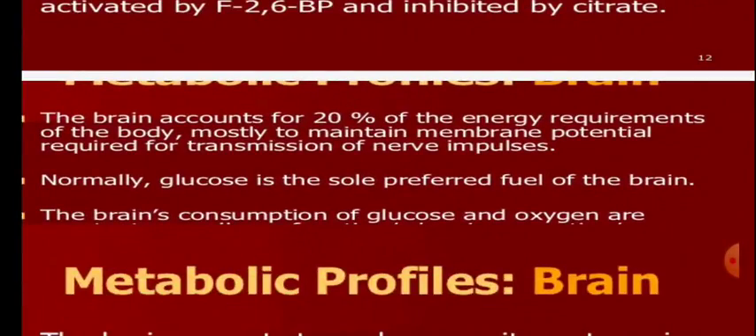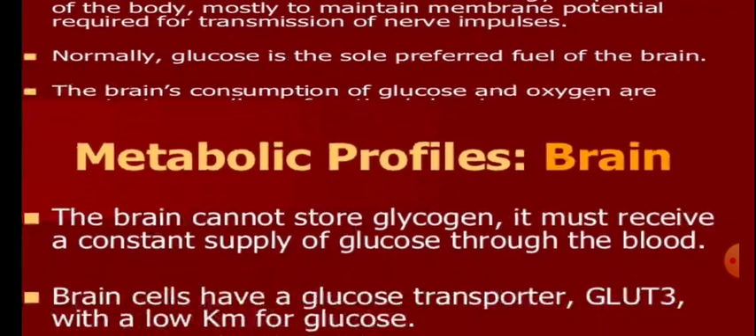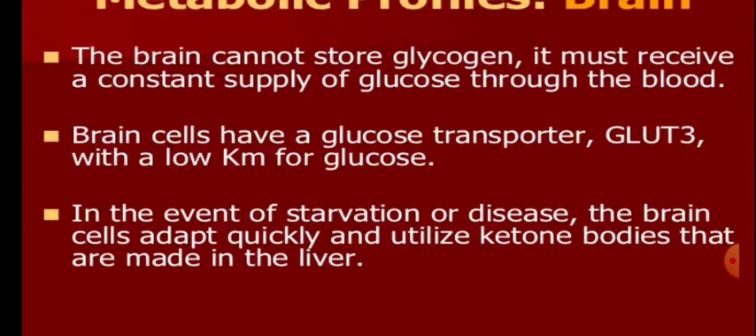Then the brain accounts for 20% of the energy requirement of the body, mostly to maintain the membrane potential required for transmission of nerve impulses. Normally glucose is the sole preferred fuel of the brain. These are the metabolic profiles of the brain. The brain cannot store glycogen, and it must receive a constant supply of glucose through the blood. The brain cells have the glucose transporter GLUT3 with a low Km for glucose. In the event of starvation or disease, the brain cells adapt quickly and utilize ketone bodies, which are made in the liver.